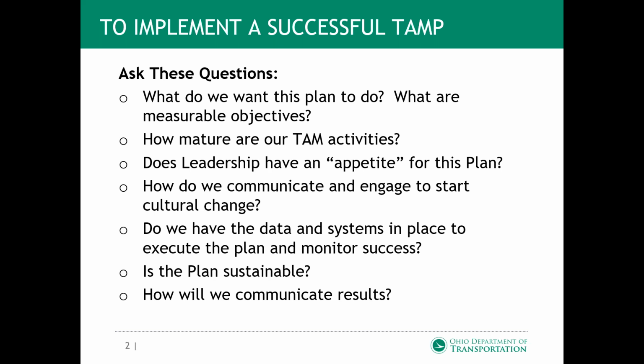So we wanted to make sure we create a level of desire in all of our DBOs, data business owners, and our SMEs, subject matter experts, and we started to see a change in our culture. Do we have the data and the systems in place to execute the plan and monitor success? Is the plan sustainable? We can come up with a great plan, but at the end of the day, if it's not sustainable, what we thought was a great plan could very easily turn out to be a very bad plan. So key to implementation is sustainability. And then how will we communicate the results both internally and externally?